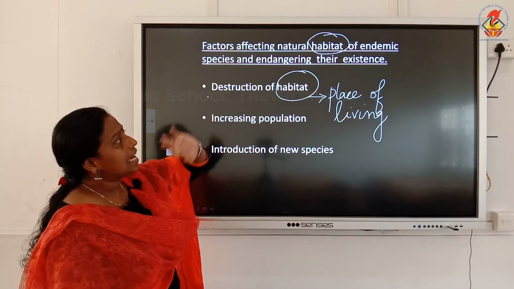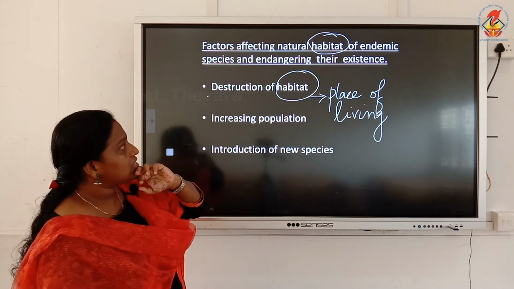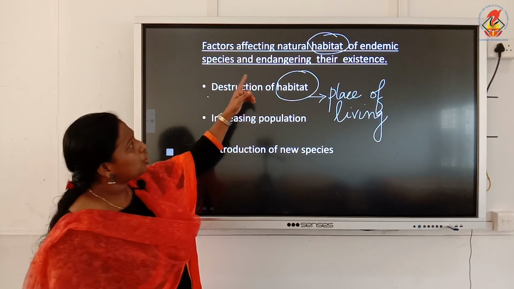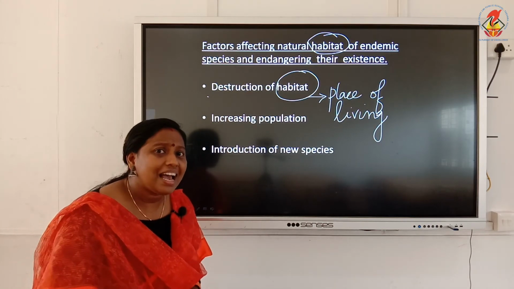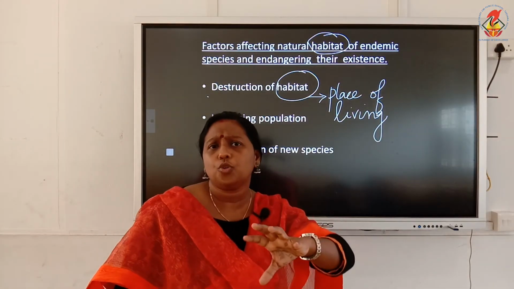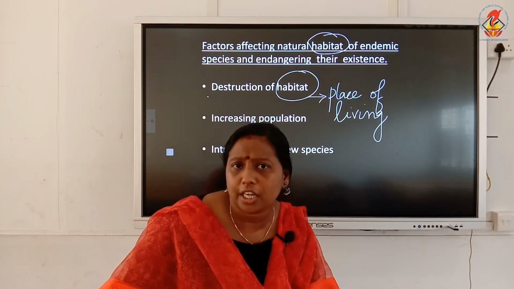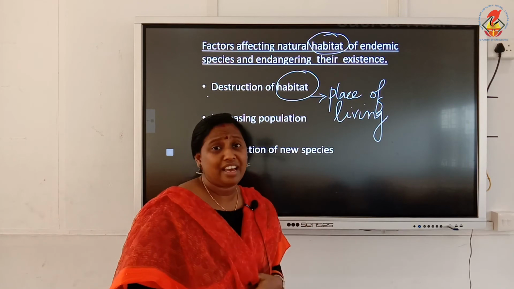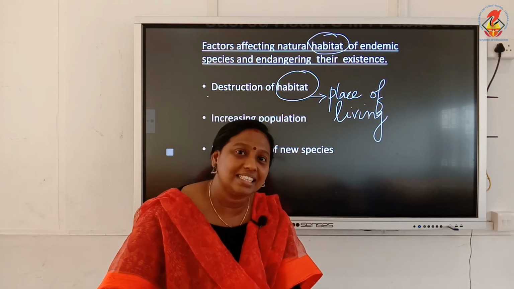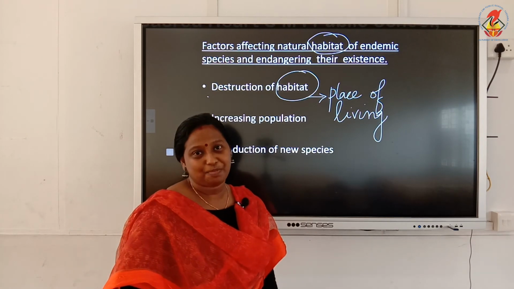Factors affecting the natural habitat of endemic species. Now, the first one, what do you mean by this term habitat? Habitat means place of living, where an organism lives. That is called its habitat. Now these endemic species, as you know, live only in a particular area. They cannot be seen anywhere else. And the place where these endemic species live, you call the habitat of that particular species.